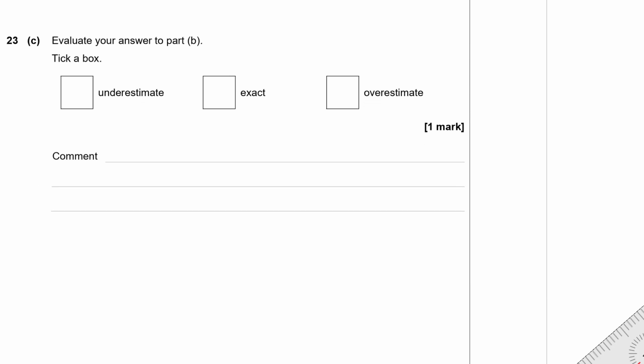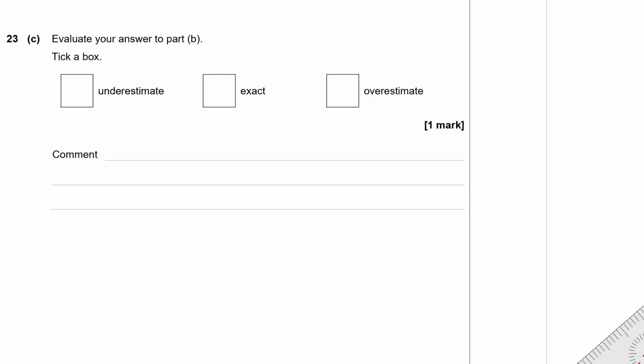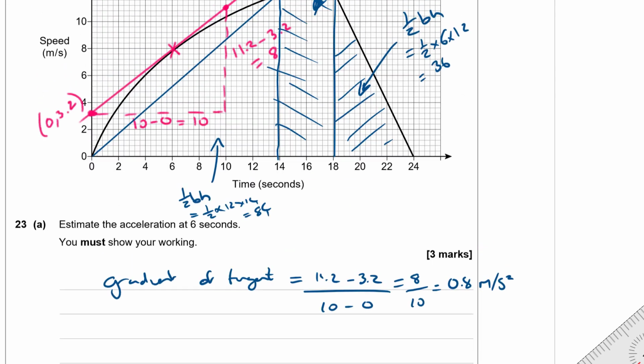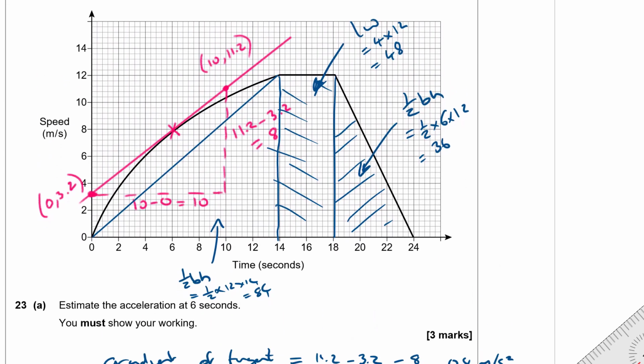Okay, now the last part of the question says evaluate your answer to part B. Is it an underestimate, an exact value, or an overestimate? Well, as I said earlier, we have estimated this area under the curve section to be a triangle, so we've missed off this bit in here. Okay, so we have underestimated the distance that was travelled in the time taken.